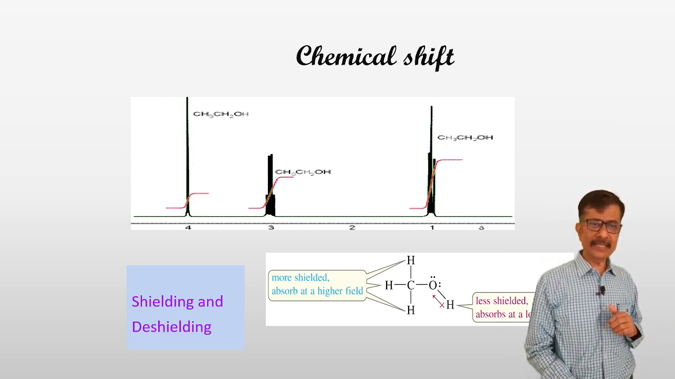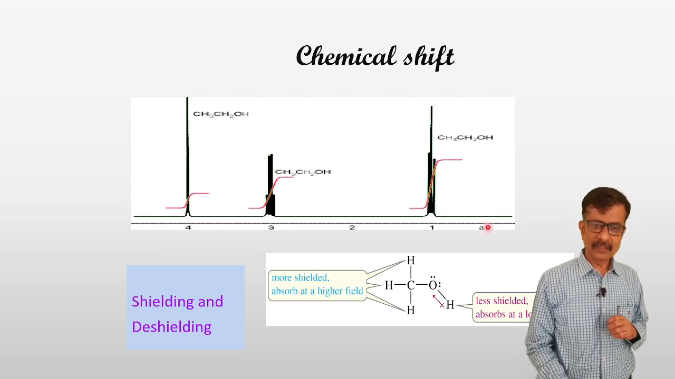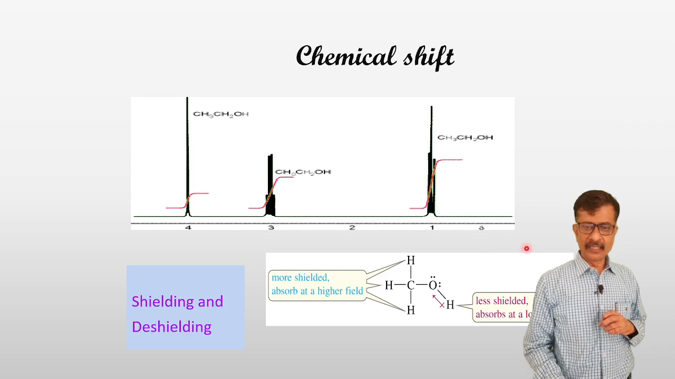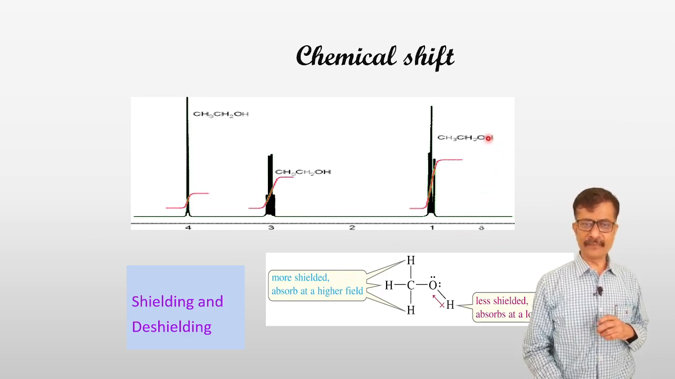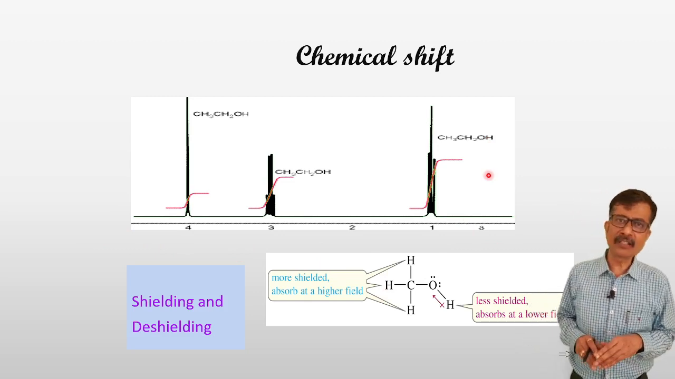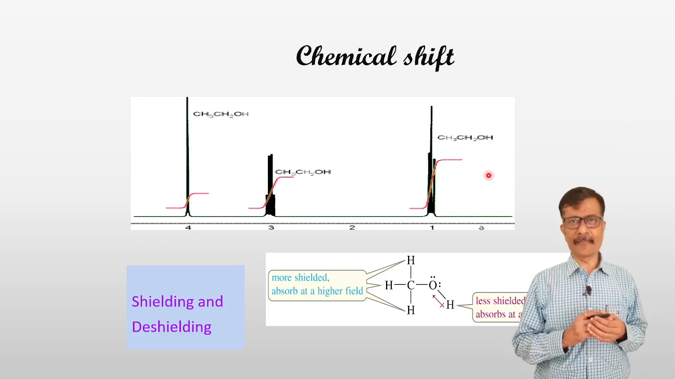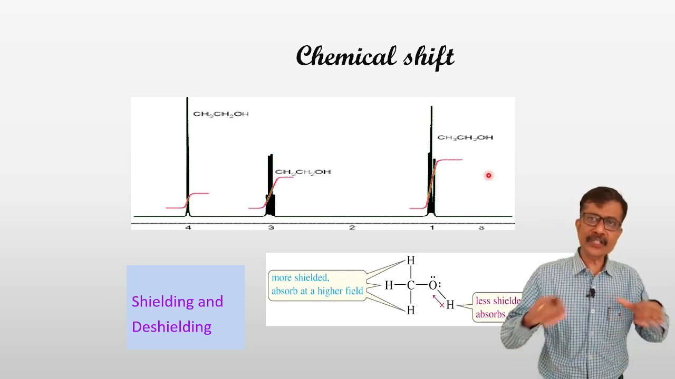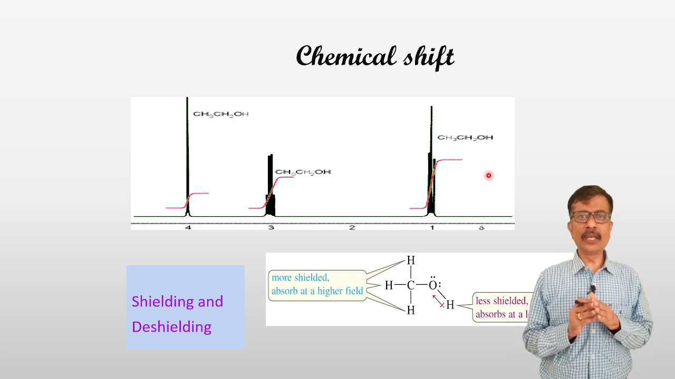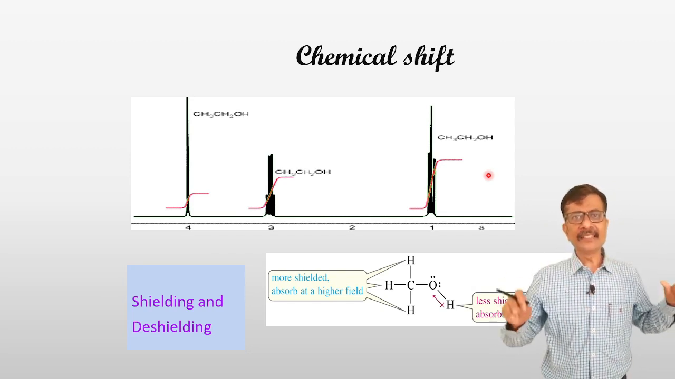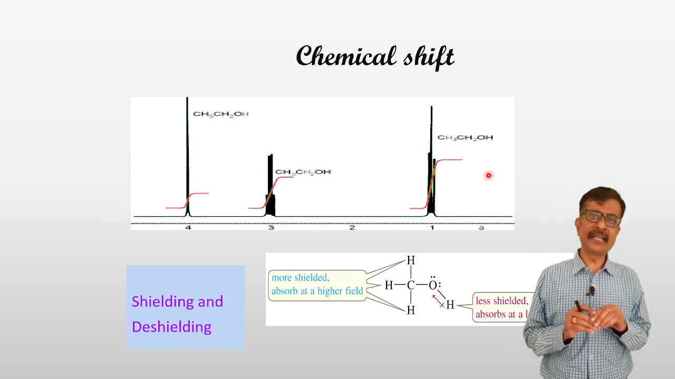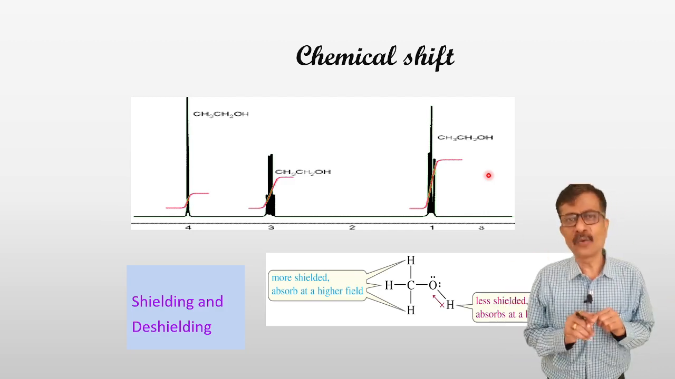Now here is a typical example of, say, ethanol, CH3CH2OH. This is the delta value, you can say. Now this chemical shift is because of shielding and de-shielding. How does it happen? What is shielding? It is a protection of that nucleus because of some secondary magnetic field generated, and the secondary magnetic field is generated because of the electrons around.